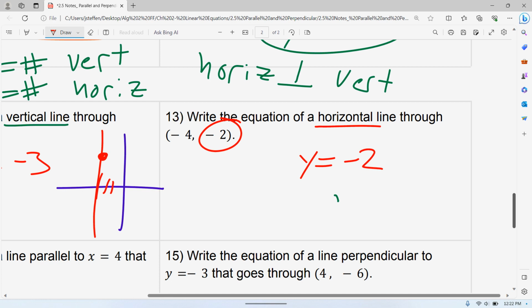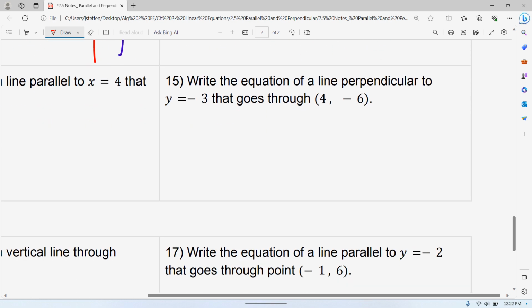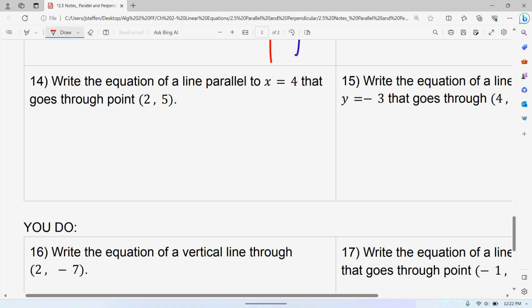So hopefully that part's not too bad, but it does get a little bit more complicated because the next one says, write the equation of a line that is parallel to x is equal to 4 and goes through the point (2, 5). It's parallel to this line, which just so happens to be vertical. Just like I said, if you want a line that's parallel to a vertical line, you want another vertical line. So x is equal to what? That x value at that point. So x is equal to 2.